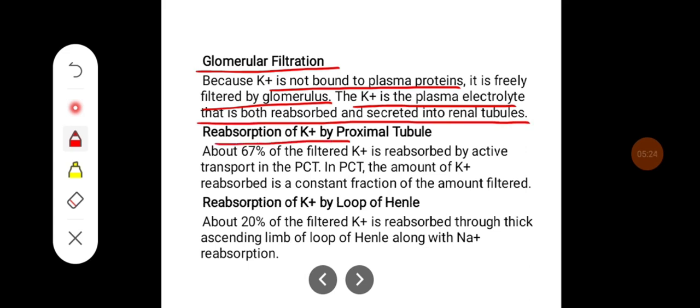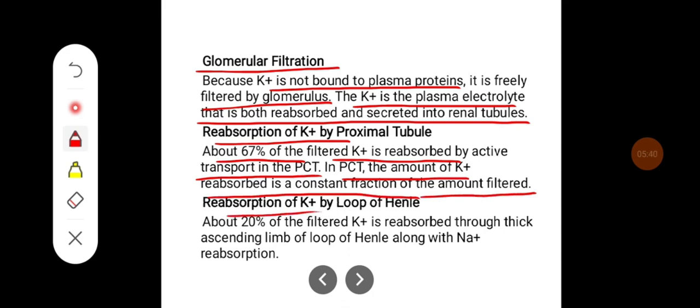Reabsorption of potassium by the proximal tubule. About 67% of the filtered potassium is reabsorbed by active transport in the PCT. In the PCT, the amount of potassium reabsorbed is a constant fraction of the amount filtered.